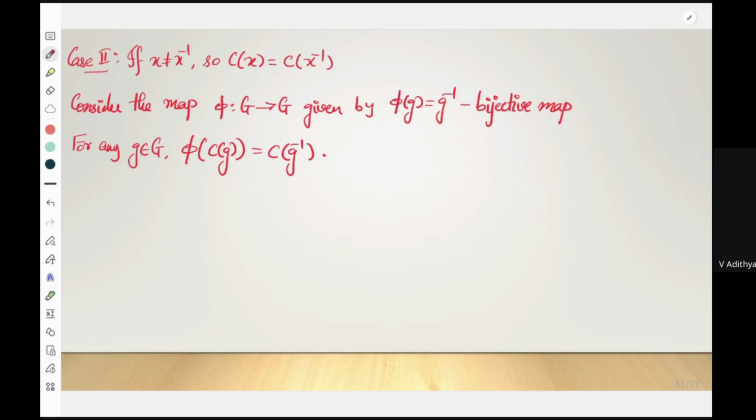This you can show because you take any h in C(g), and then you can show phi of h is in C(g inverse). Because if h is conjugate to g, h inverse is conjugate to g inverse, since we're taking inverse on both sides. So now in our case, since these both are equal, phi from C(x) to C(x) is a bijective map.